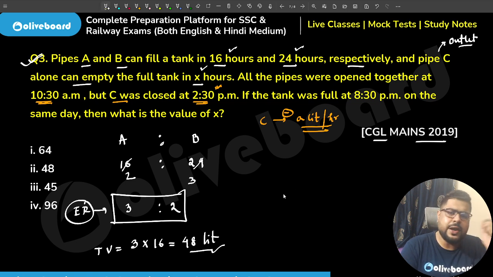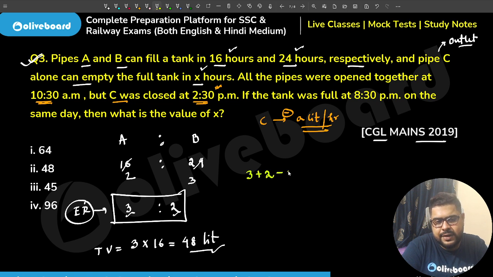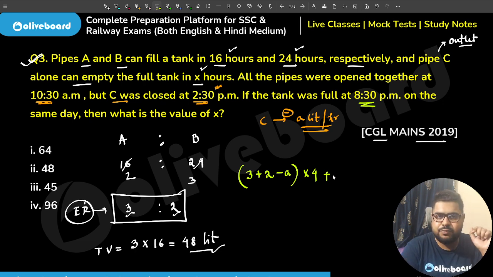So if all 3 were open, what will be the combined efficiency? A and B will fill 3 plus 2, 5 liters, and C will let out A liters. That was done for 4 hours. Now, after 2:30 p.m., what happened? Till 8:30, meaning 6 more hours, C was not there. Only A and B were there, 5 liters, for 6 hours, and that filled the entire tank, which has a volume of 48 liters.